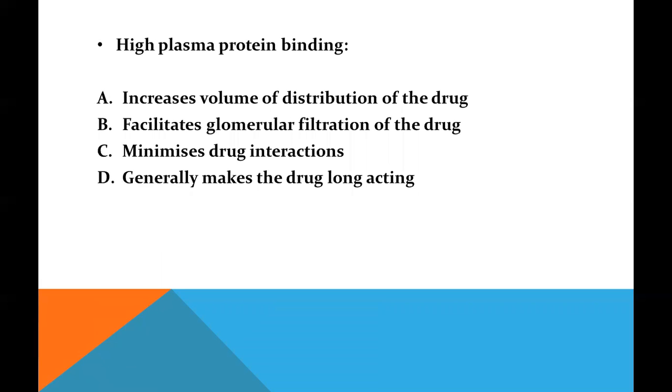Now moving to the next question, high plasma protein binding. The options are increases the volume of distribution of drug, facilitates the GFR of drug, minimizes the drug interaction, and generally makes the drug long acting. So high plasma protein binding generally makes the drug long lasting.